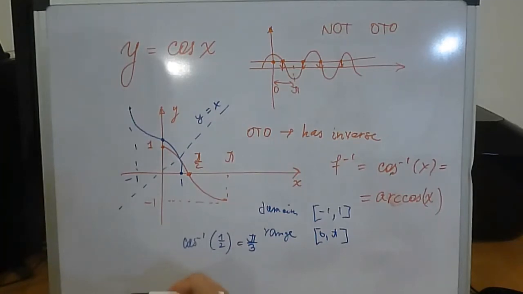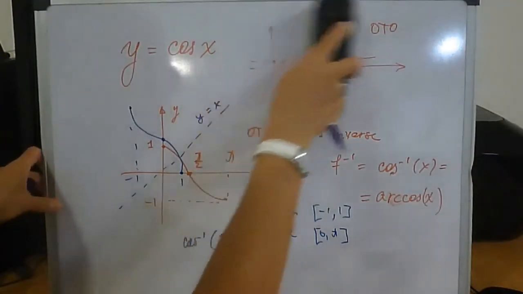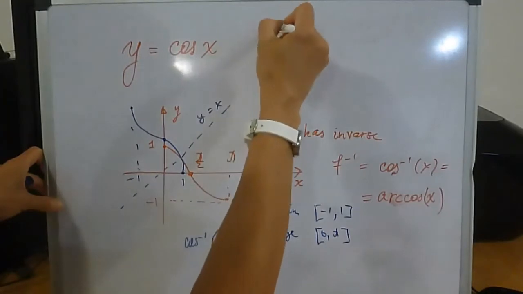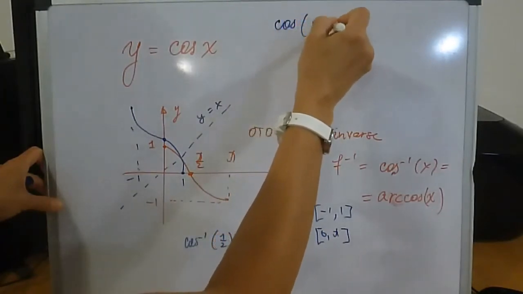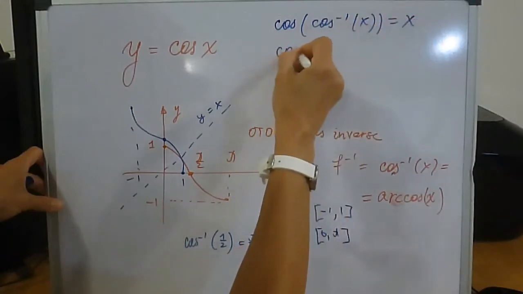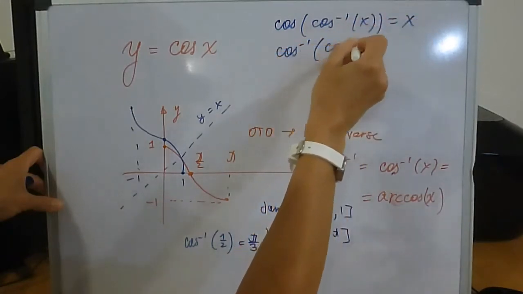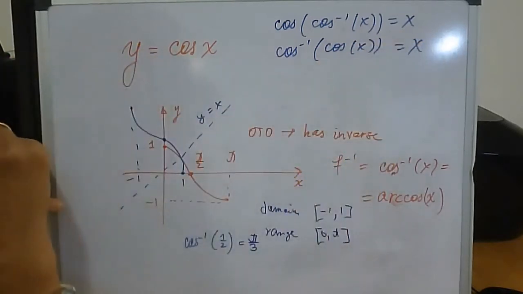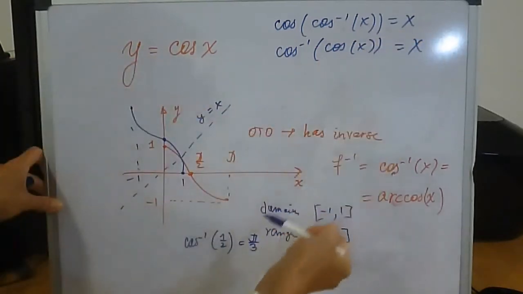What else do we need to know about the cosine inverse? Cosine inverse has the same cancellation equations as sine inverse. Let me erase something from over here and write them down. So cosine of cosine inverse of x is going to be equal to x. Also, cosine inverse of cosine of x is going to be equal to x. Well, x is supposed to be in the domain.